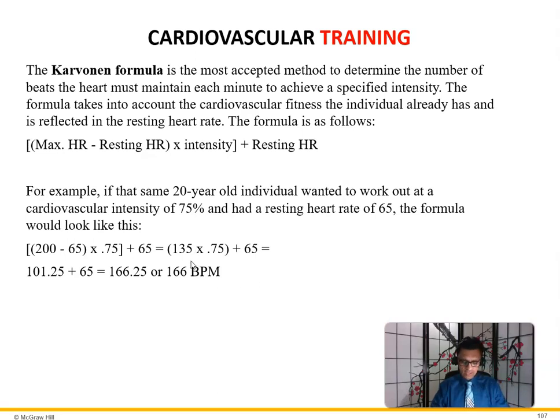But if we just did a straight formula calculation, 220 minus 20 equals 200, times 0.75, then their heart rate is 150. So in that other formula, it will say, hey, get your heart rate above 150 and you'll be okay. But the Karvonen formula says, hey, you're in pretty good shape right now. You really need to exercise above 166, which is 16 beats per minute higher.